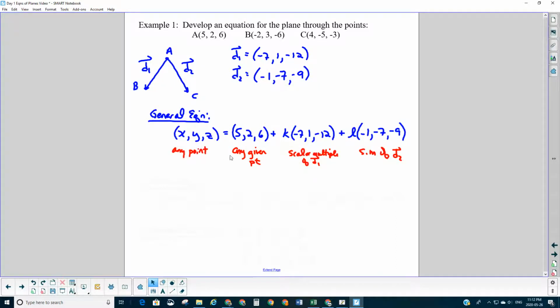Any point can be found by any given point plus a scalar multiple of d1 and a scalar multiple of d2. Now, I used the first point just because it was convenient, and this direction vector and this direction vector. You could have used this point and still been defining the same equation for the same plane. And like I said, you could have gone off and found a D3, a different direction vector. So there's lots of possible correct answers.